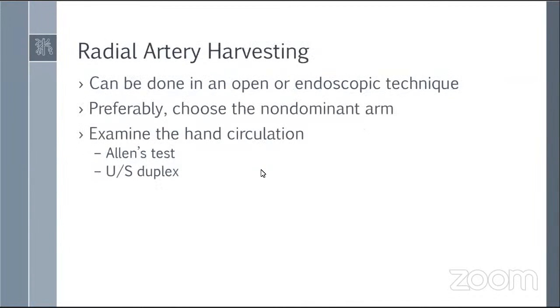For radial artery harvesting, it can be done with either an open or endoscopic technique. It is preferable to choose the non-dominant arm because one of the complications after harvesting could be paresthesia and temporary weakness. Also, you have to examine the hand circulation. One of the tests that can be used is the Allen's test, which is a good first-line test. You can also do it with pulse oximetry to check the hand circulation, and whether the hand circulation can depend only on the ulnar artery.